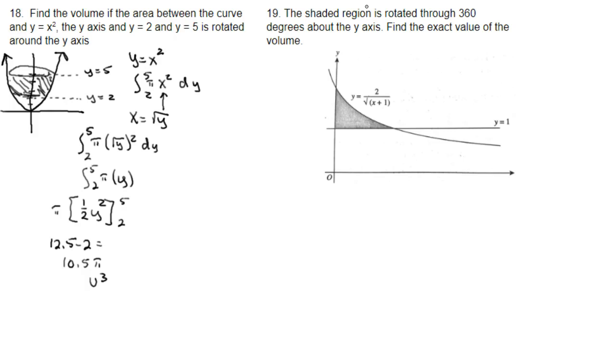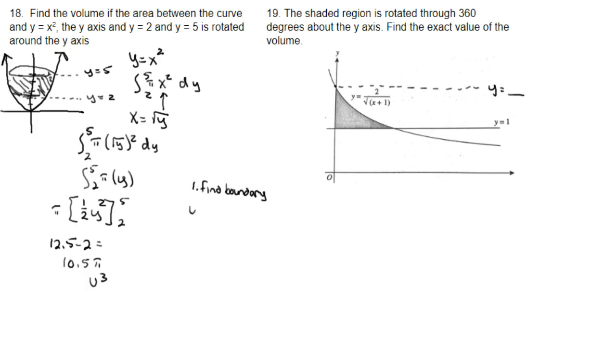Now in this next one, I've got a shaded region, and it's rotated around 360 degrees around the y-axis. And they want us to find the volume. And I've got a couple problems here. First, you'll notice that I don't know my upper boundary. I don't know what this y equals line is. I have the lower boundary, y equals 1. And so the first step of the problem is going to be to establish what that is.